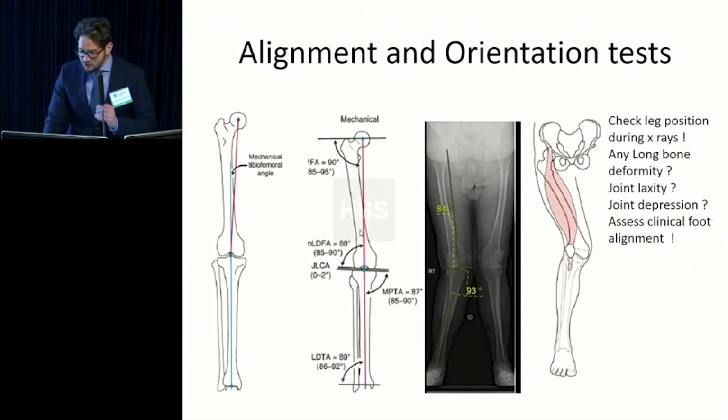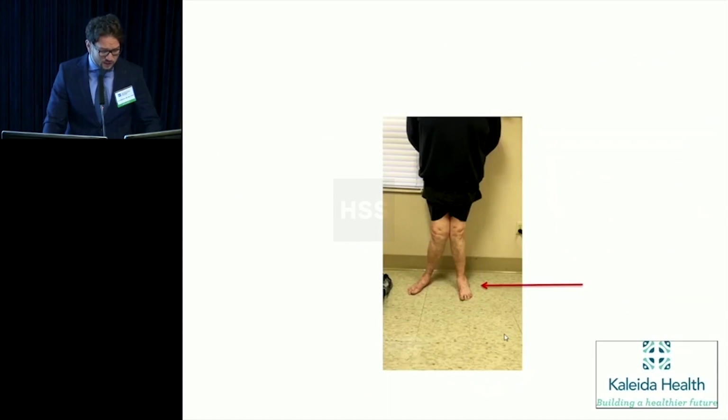The minute you see this patient, you want to examine him, you want to check the alignment test and the orientation test to see where the deformity is coming from. So obviously he does have a mild tibial deformity, as well as the deformity coming from the joint. You want to check the joint depression and you want to check the foot alignment. In this patient, the patient had a plantar valgus deformity.